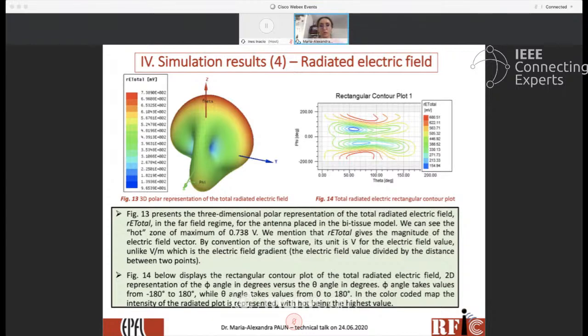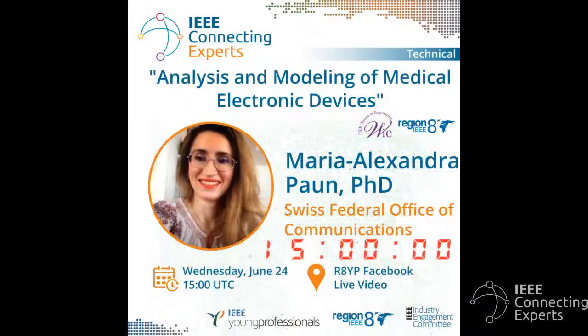In figure number 14, you have the rectangular contour plot of the total radiated field, with the phi angle taken from minus 180 degrees to 180 degrees. And then for the theta angle, you only have positive values from 0 to 180 degrees.